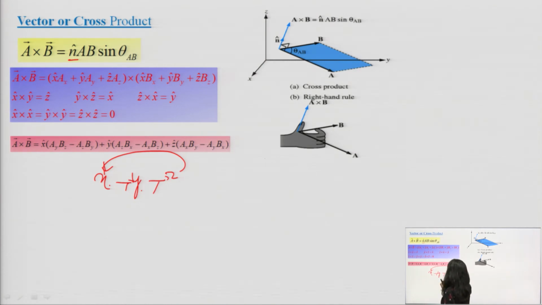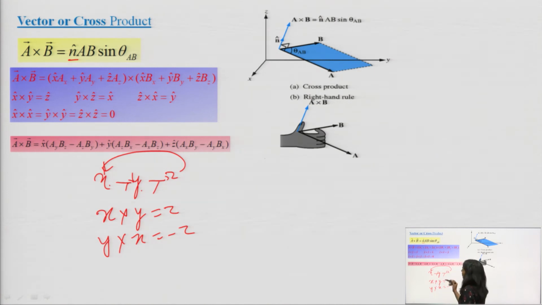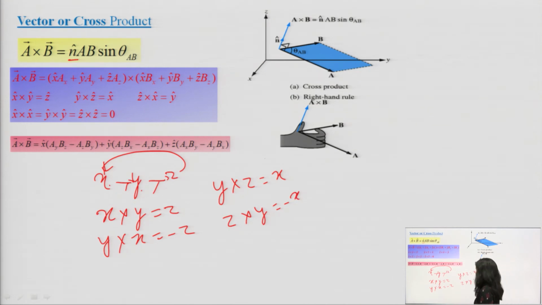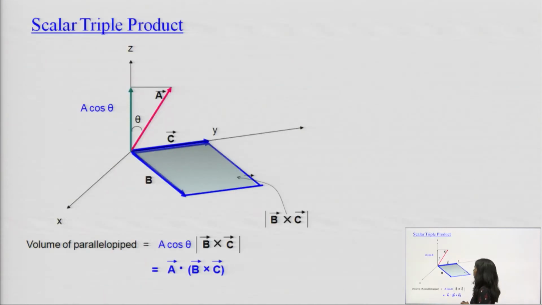x cross y will be equal to z. However, y cross x will be equal to minus z. Similarly, y cross z will be equal to x. However, z cross y will be equal to minus x. So this is how we do the cross product or vector product of two vectors.